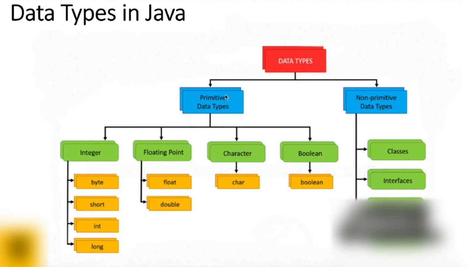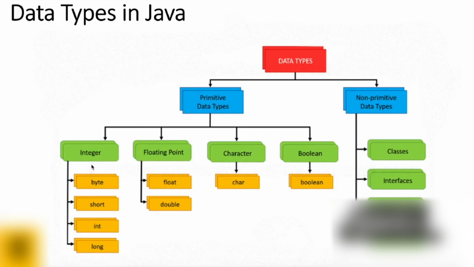Primitive data types are predefined by Java. We cannot change the size or the types of these data types. For non-primitive data types, we can change their size or their type, and we can define what they would look like.